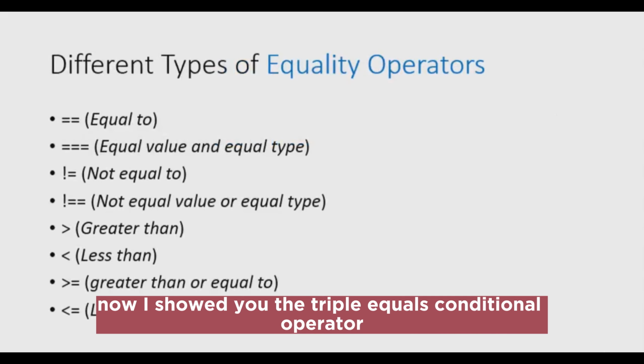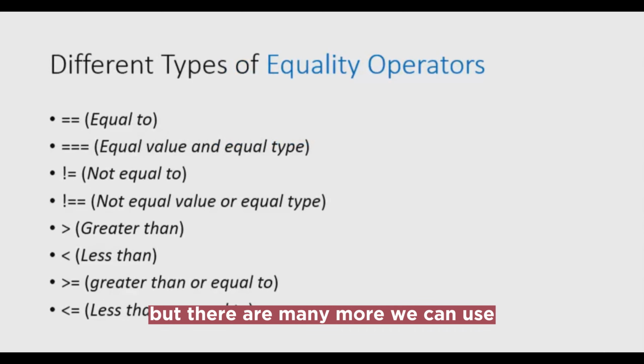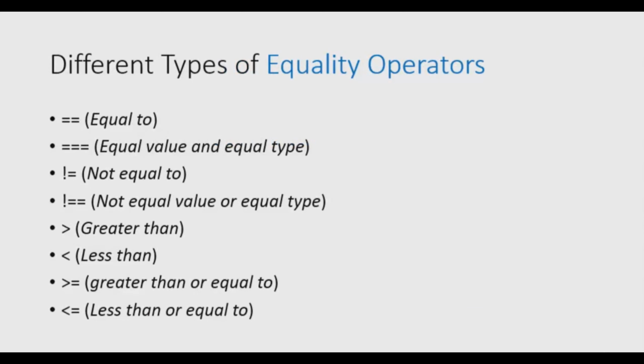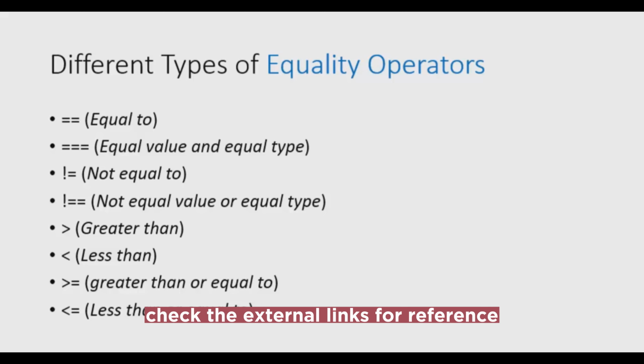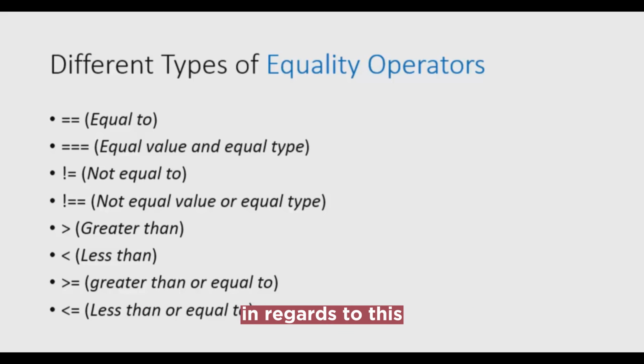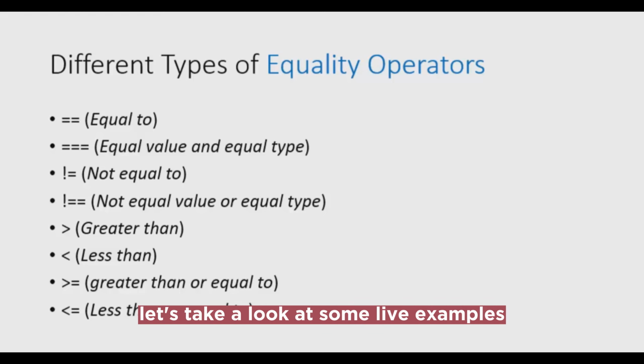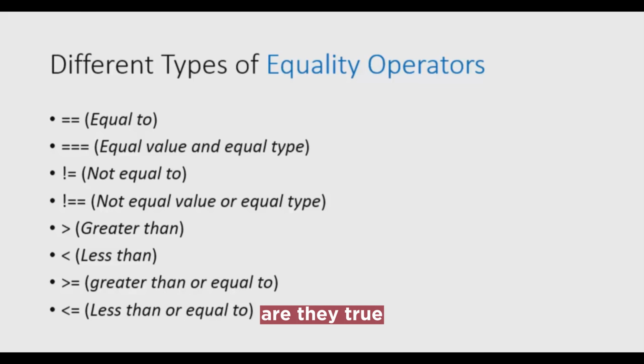Now I showed you the triple equals conditional operator, but there are many more we can use, and here are some examples. Like always, check the external links for reference in regards to this. Let's take a look at some live examples of a few equality operators in action. Try to guess what they mean and think of some unique ways you can use them in your programs. Are they true, or is the outcome false?